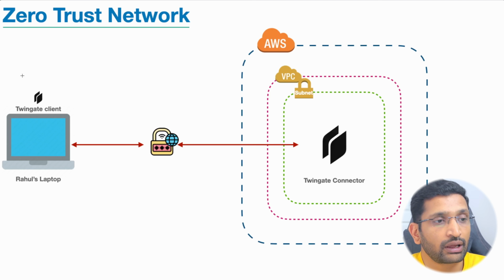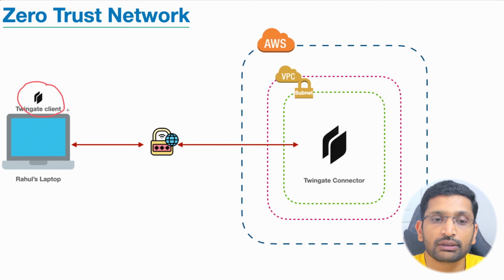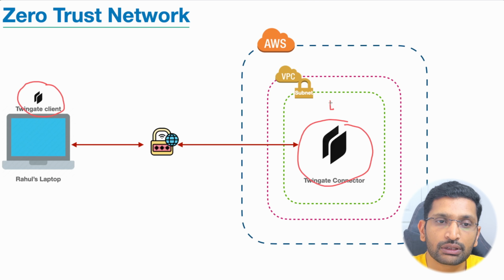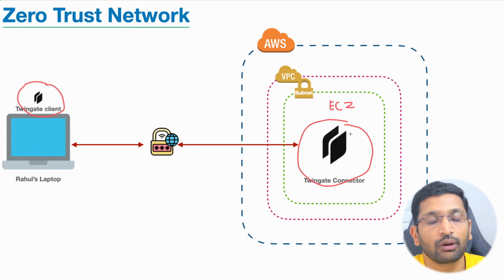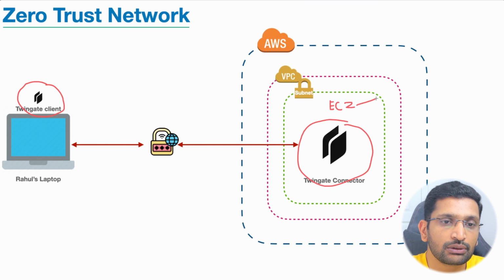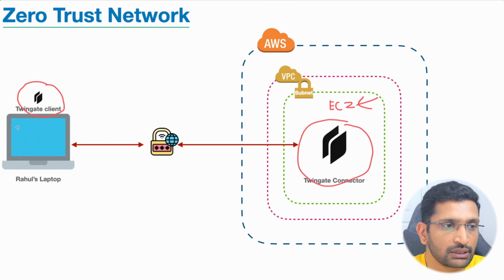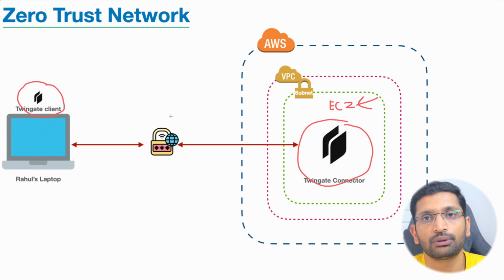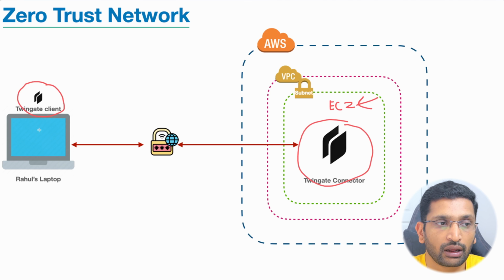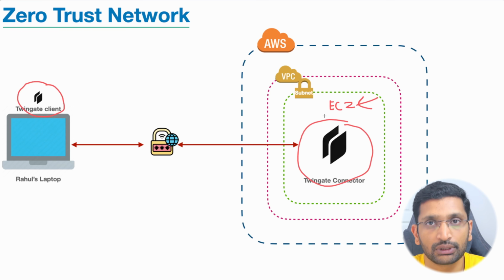Now, as you can see on the diagram, my Twingate connector is ready. My connector has been deployed over there, and we have also deployed our EC2 instance over here. So one of my EC2 instances is running along with my connector, and this EC2 instance is running on a private IP address, so it should not be accessible from outside of my AWS environment. But since the connectivity is established with the Zero Trust network, from my laptop where I have already configured my Twingate client, it should be able to ping that EC2 instance.